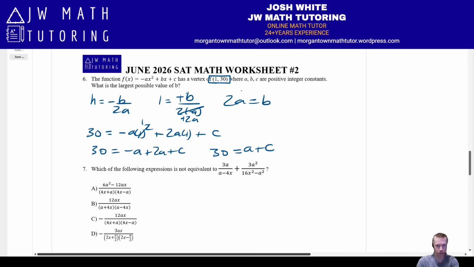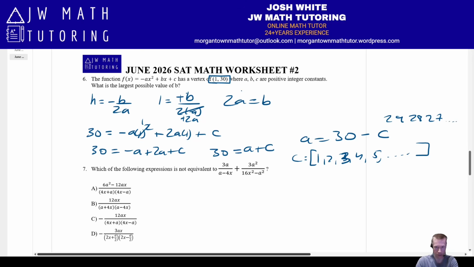Well, notice, if you rearrange this, a is equal to 30 minus c. c is a positive integer constant. So that means c is basically 1, 2, 3, 4, 5, and so on up to infinity. So if you start noticing this, the largest value of a will happen for the smallest value of c, right? Because if you plug in 1, a is 29. If you plug in 2, a is going to be 28. If you plug in 3, it's going to be 27, and so on and so forth. So the largest possible a value you can get, if c must be a positive integer, is 29. c equals 1.